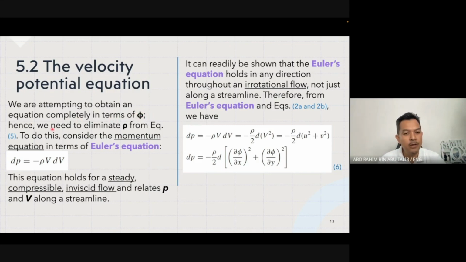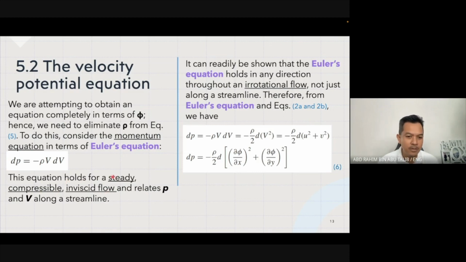So hence we need to eliminate the density from equation 5. To do this, you need to consider the momentum equation, in terms of Euler's equation, so we have to refer back to Euler's equation, where the change in the pressure equals the negative of density times the velocity, with respect to the change in the velocity. Okay? So these equations hold for steady, compressible, inviscid flow.